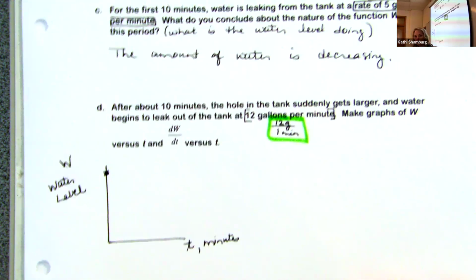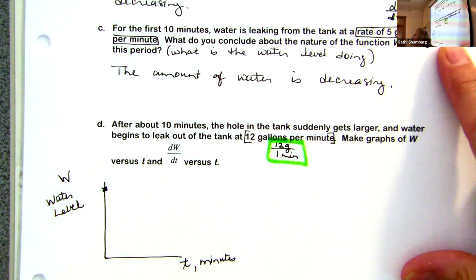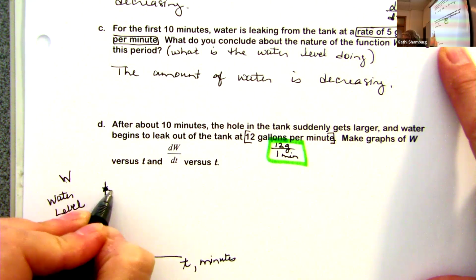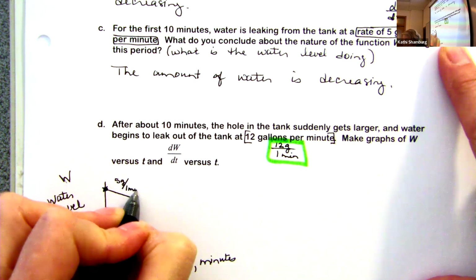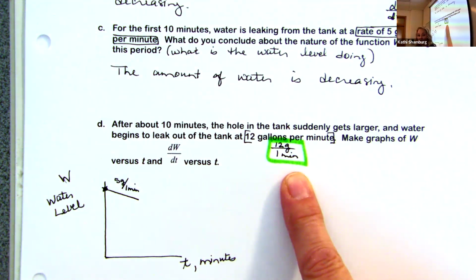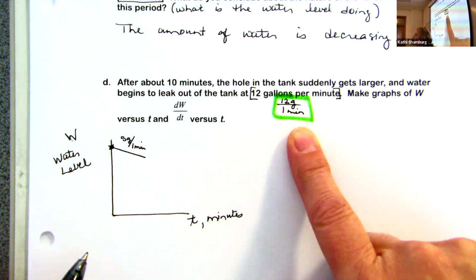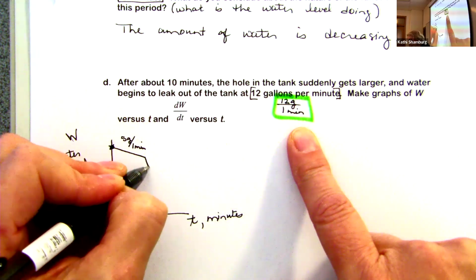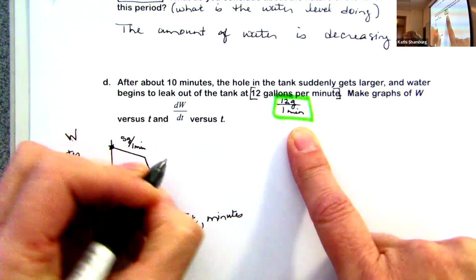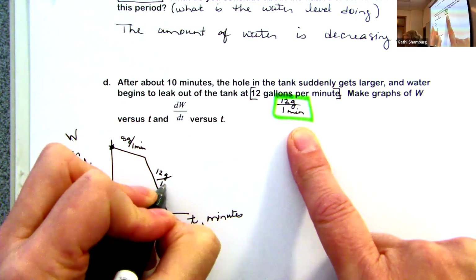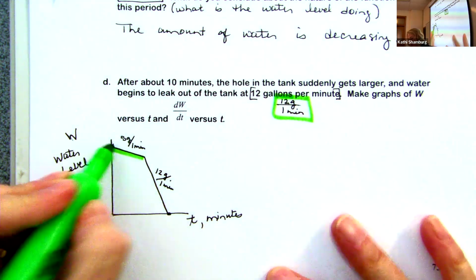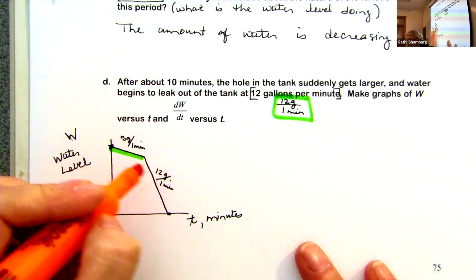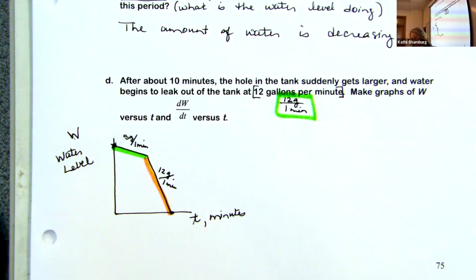Okay, so it starts leaking at 5 gallons per minute. So we've got a slow leak of 5 gallons per 1 minute. And then it hits a point, that hole becomes larger. So I'm still decreasing, but what's going to change? It's going to be steeper. So now it's going out faster until it empties out. So this would be your 12 gallons per 1 minute. So we'll do the slow in the green and the fast I'll do in the orange.